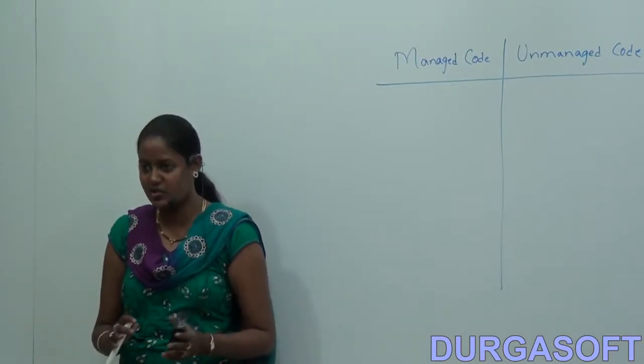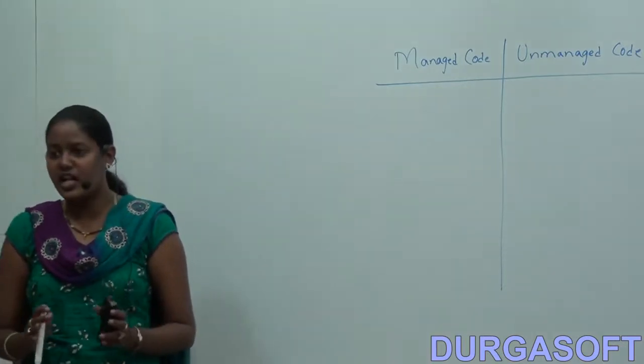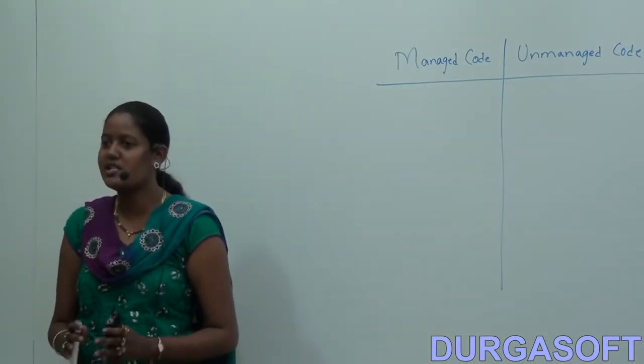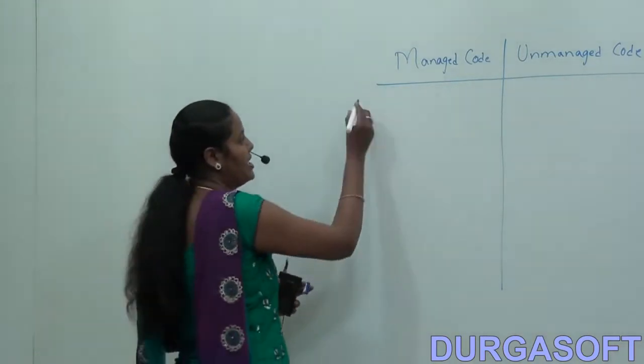A code which executes by the CLR, we call it managed code, and a code which does not execute under the CLR, we call it unmanaged code. Unmanaged code directly executes under the operating system.